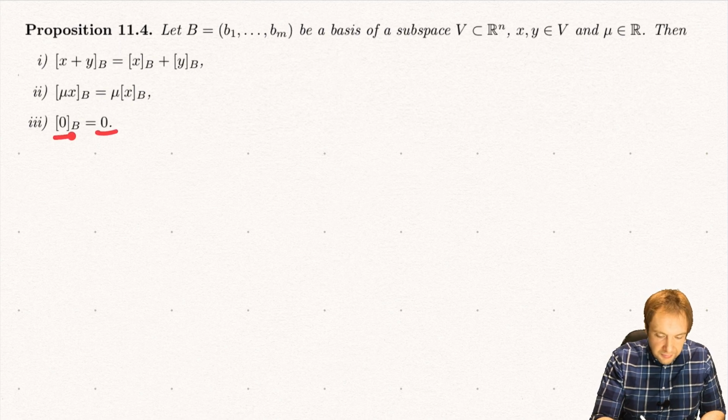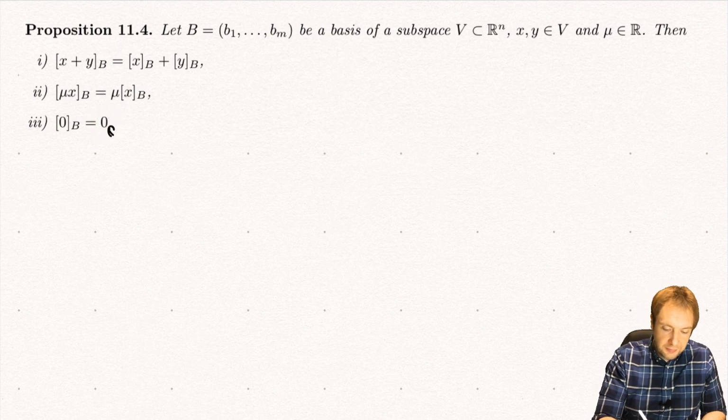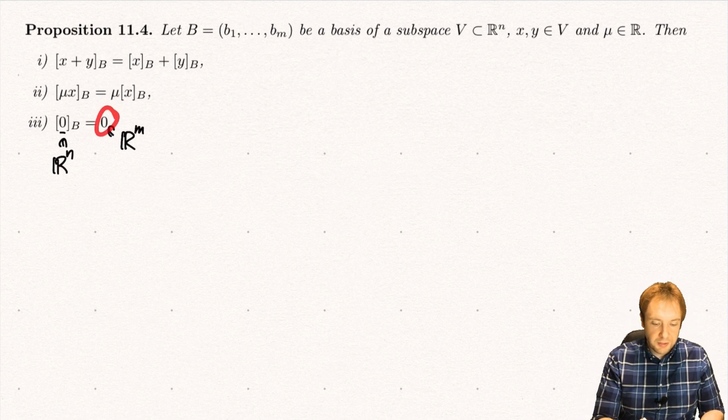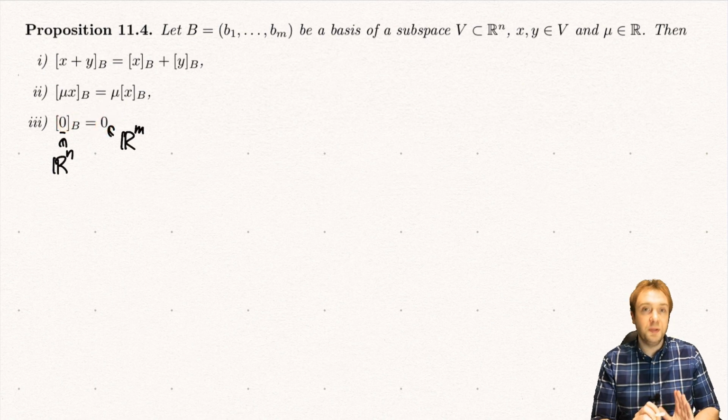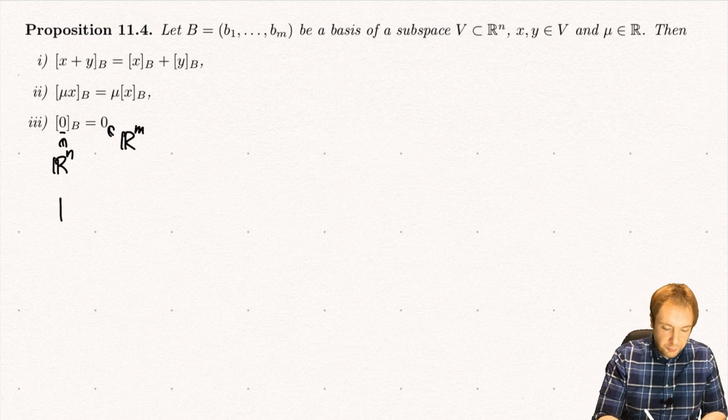And here it's again important to notice that these two zeros are two different zeros. So this zero here is the zero vector in Rn, and this zero here is the zero vector in Rm. But as I mentioned a lot of times, if we write 0, we always mean the zero vector in the correct space.